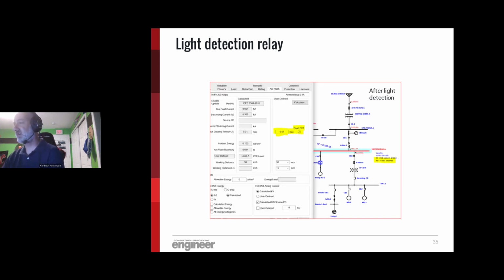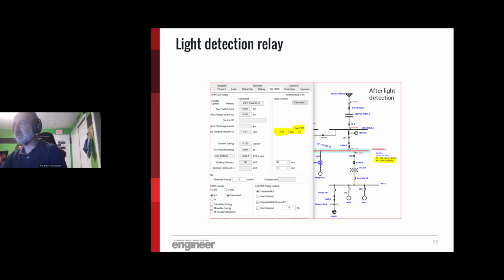Basically, for this scenario, you manually set the fault clearing time to match that light sensor, which in this case is 0.01 seconds. So really quick clearing time. Because of the clearing time, the duration is low, and that brings the incident energy down to below 1. So it becomes a low, non-PPE-required type of equipment. So that's how you would adjust that.